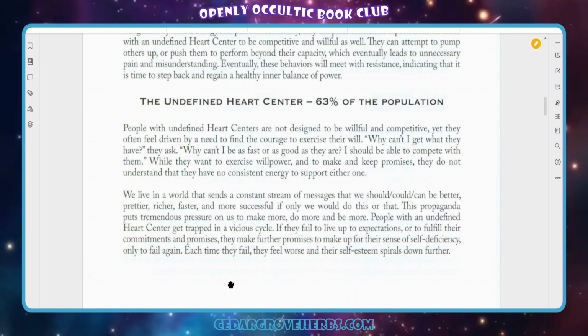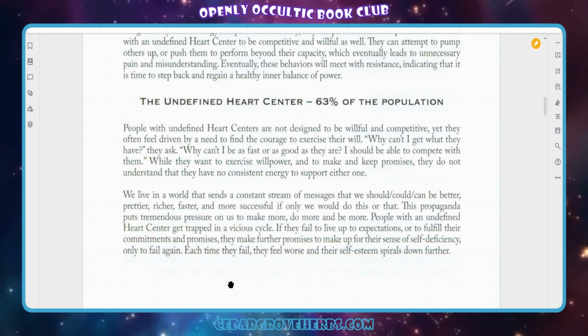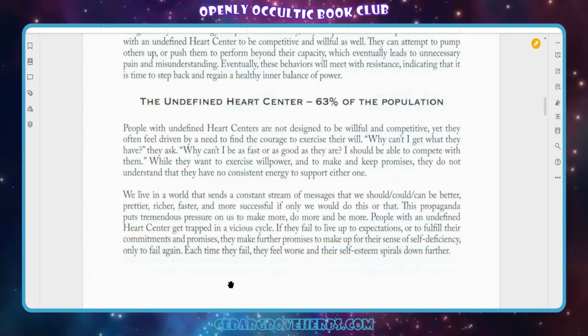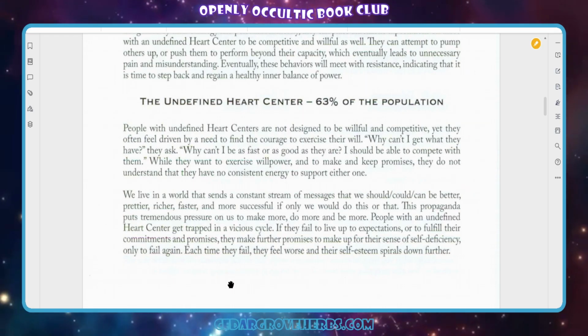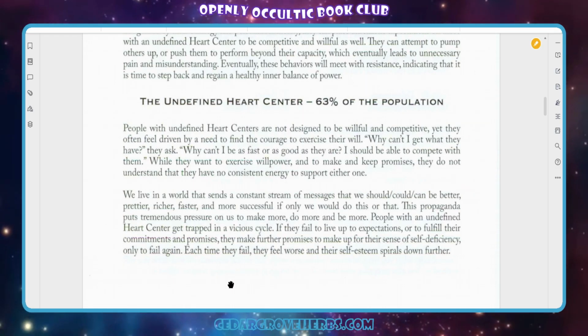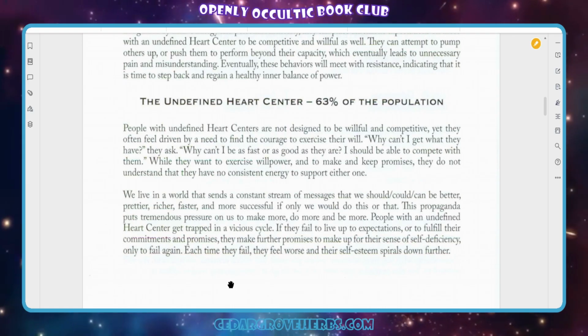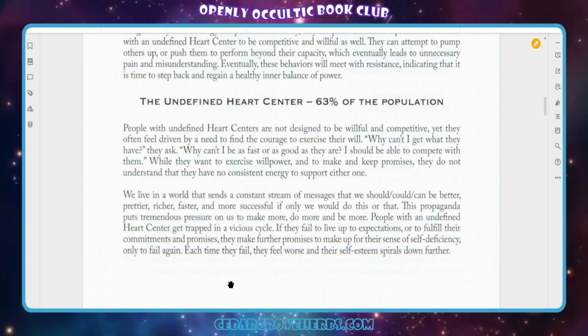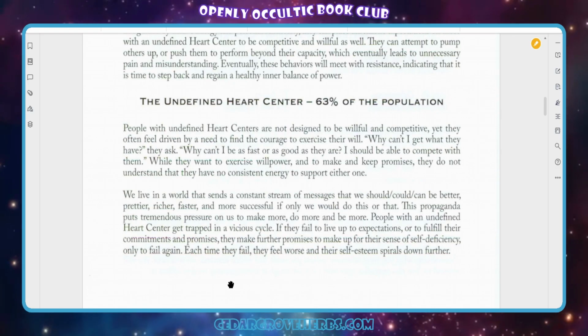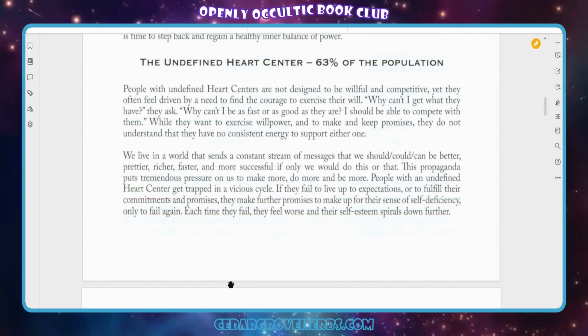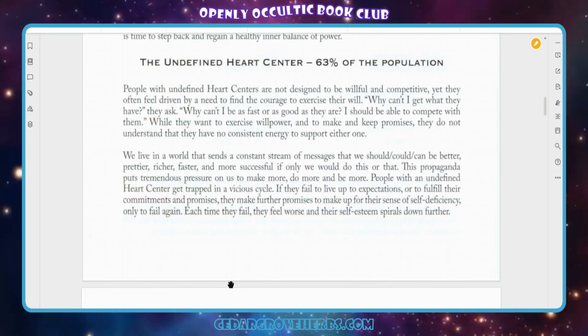Why can't I get what they have? They ask. Why can't I be as fast or as good as they are? I should be able to compete with them. While they want to exercise willpower and to make and keep promises, they do not understand that they have no consistent energy to support either one.